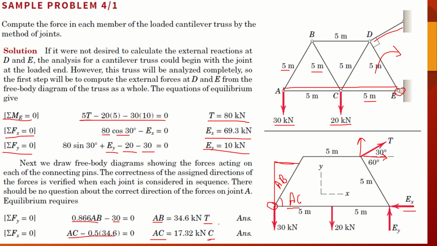Once we have solved joint A, we are going to move to another joint, that is either B or C. The condition again comes into play that there should be no more than two unknowns. And if you look at joint C, we have more than two unknowns. The first unknown is BC, the second unknown is CD, and the third unknown is CE. This means there are more than two unknowns. So this is not a good place to start.